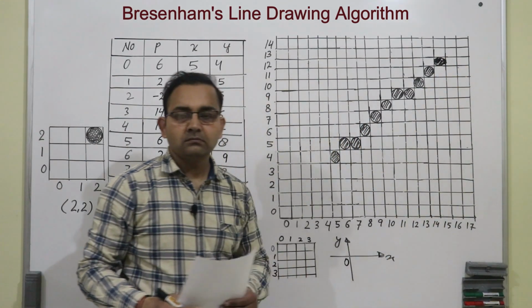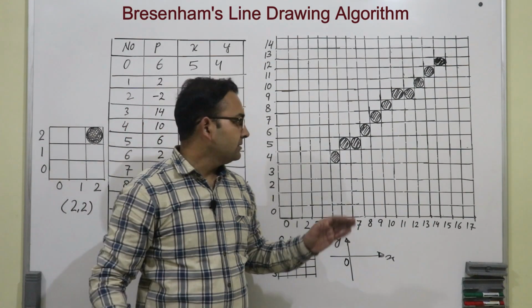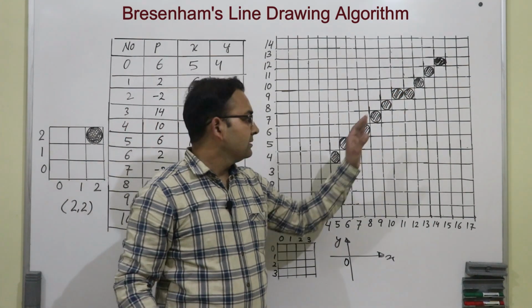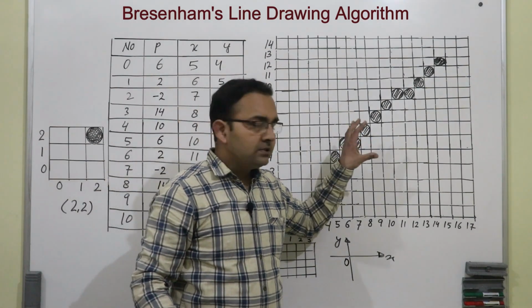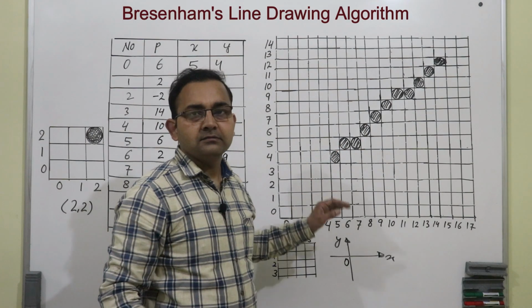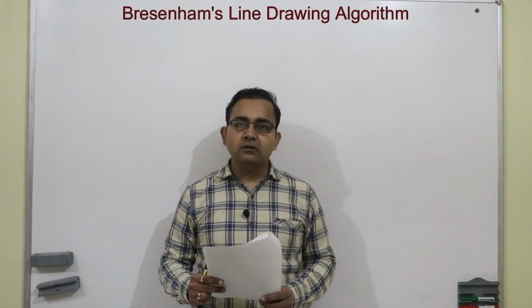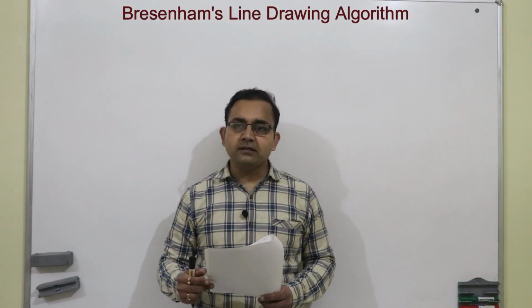So, the line will pass through these pixels. We are not seeing a straight line, but when we zoom out it will look like a straight line. Now after solving the numerical, we will write the general case.